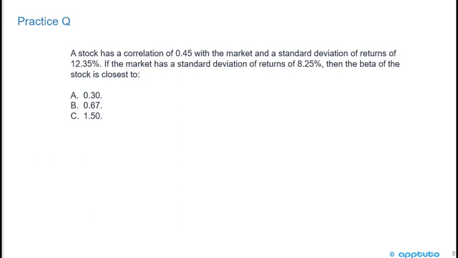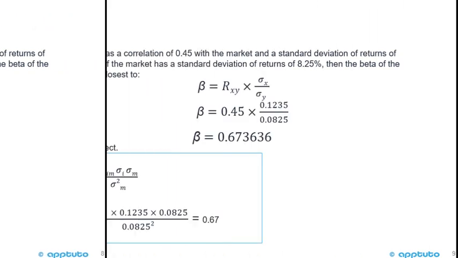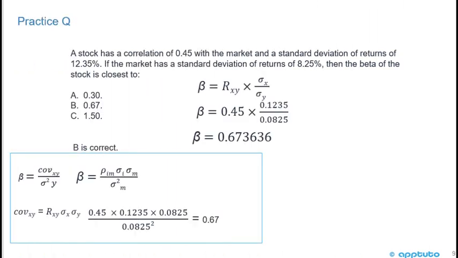The second practice question, a stock has a correlation of 0.45 with the market and a standard deviation of returns of 12.35%. If the market has a standard deviation of returns of 8.25%, then the beta of the stock is closest to A, 0.3, B, 0.67, or C, 1.5? Okay, the correct answer is B, 0.67.